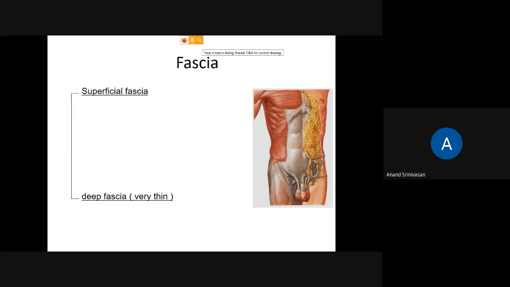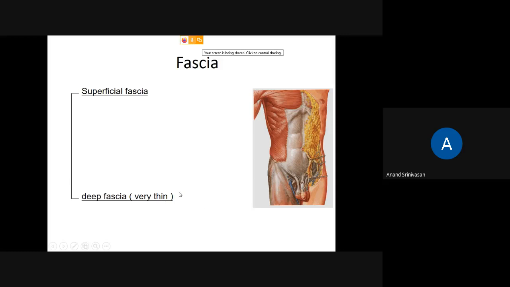Now let's see the superficial fascia. The superficial fascia of the abdomen is mainly made up of fat, and unlike the other areas, there is no deep fascia, or the deep fascia is very thin. Some books say the deep fascia is very thin, and some say there is none. Snell says there is no deep fascia, so you can take it that there is none, but Keith Moore says there is a thin deep fascia.